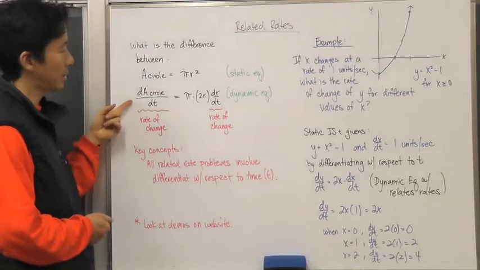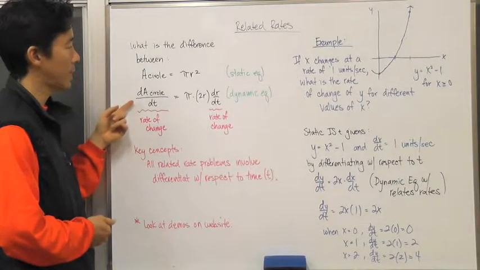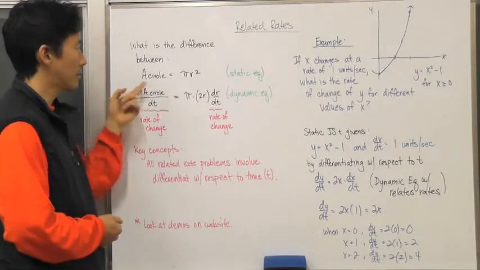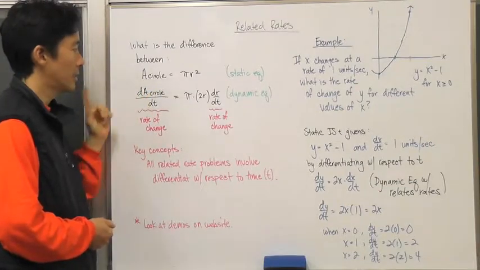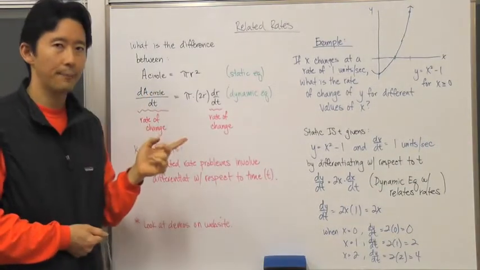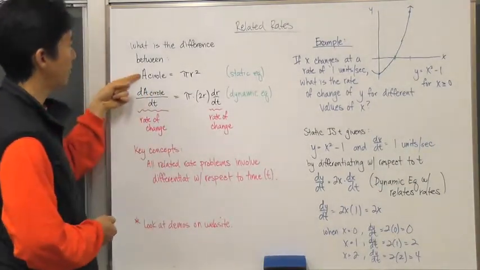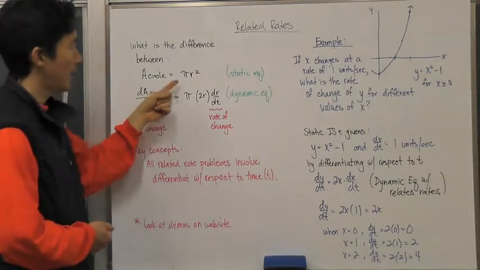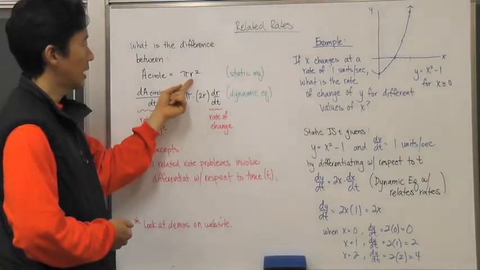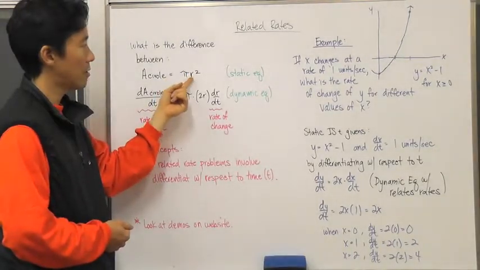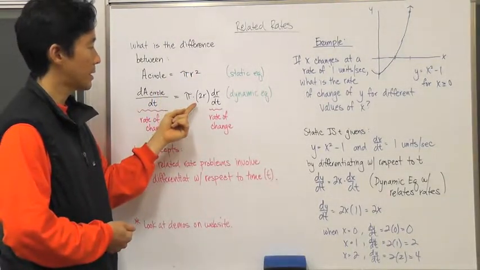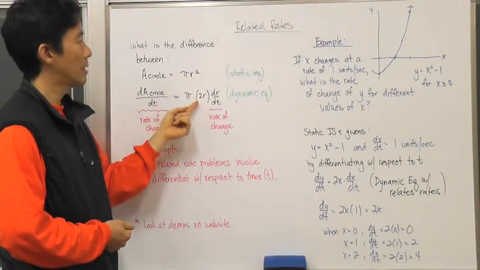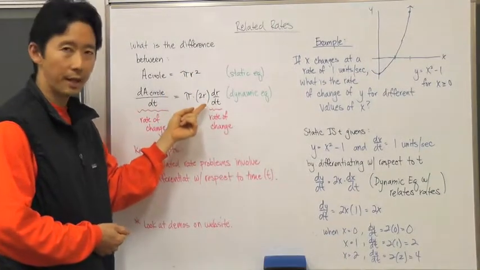But when we take a look at this, notice that what's happened is I've taken the derivative of both sides with respect to t. So notice that the derivative of the area of the circle with respect to t is just this, and pi of course is just a constant. If I take the derivative of r squared with respect to t, that's 2r times d of r over d of t.